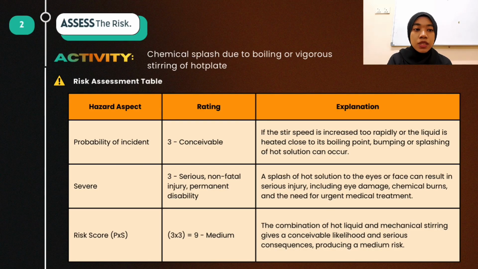The explanation: if we increase the stir speed too fast or heat liquid close to its boiling point, bumping or splashing of hot solution can happen. The severity is also rated as 3, which is serious non-fatal injury. A splash of hot solution to the eyes or face can cause serious burns or eye damage and may need urgent medical treatment. So the risk score is 3 times 3 equals 9, medium. The combination of hot liquid and mechanical stirring gives a conceivable likelihood and serious consequences, which produce medium risk.